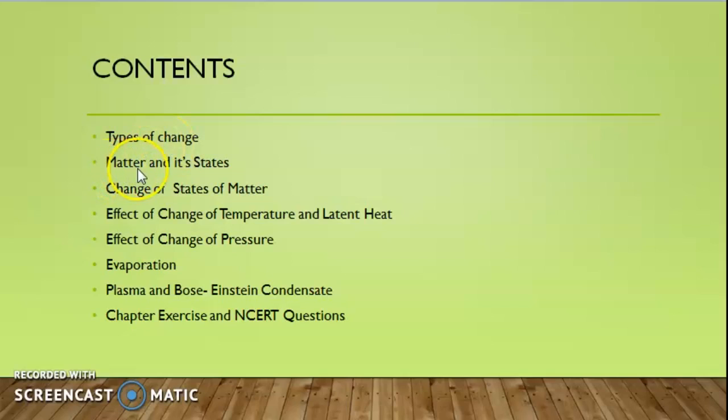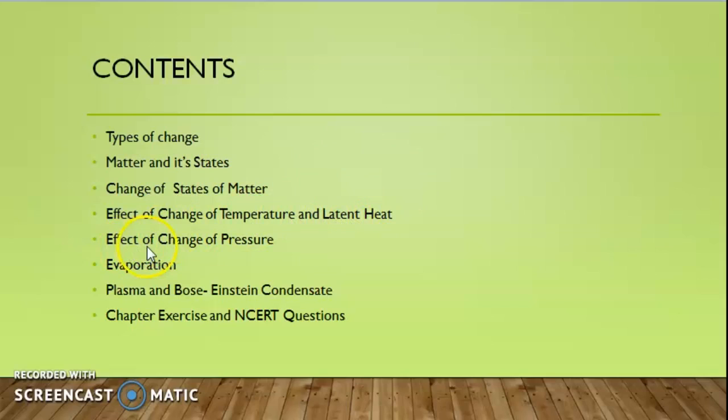Second is matter and its state. How many states are there, that we discuss in this chapter. Third, change of state of matter, how matter gets changed from one state to another state, that we will discuss in this chapter. Fourth topic is effect of change of temperature and latent heat. Latent means hidden, heat means energy. So what kind of hidden energy is present in any state of matter, that we discuss in this chapter.